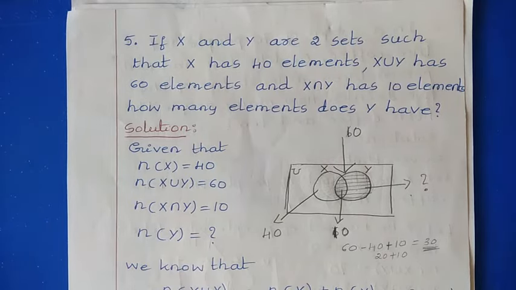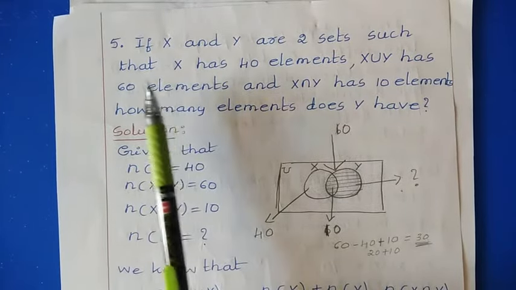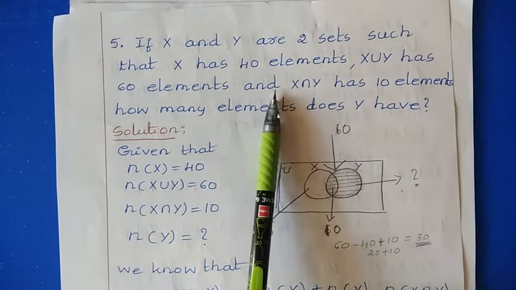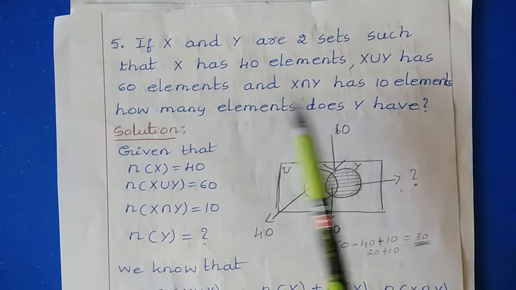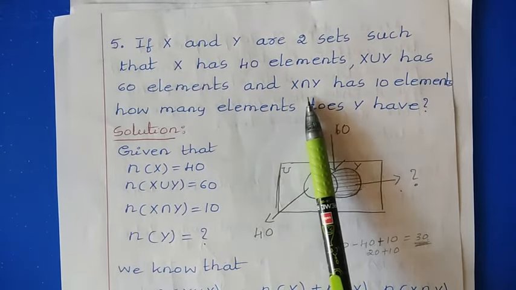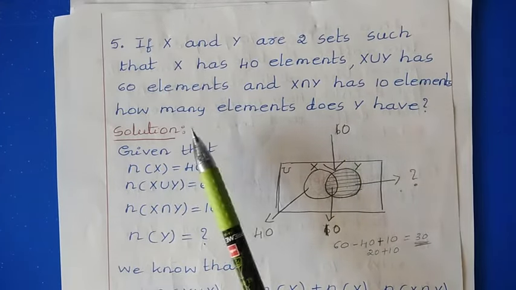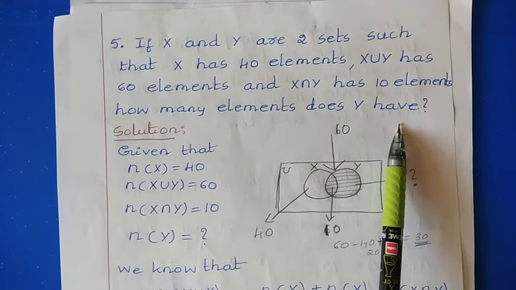In this video, we will discuss exercise 1.6. In that, question number 5, 6, 7, 8 of the Sets chapter. The fifth question is, if X and Y are two sets such that X has 40 elements, X union Y has 60 elements and X intersection Y has 10 elements, how many elements does Y have?